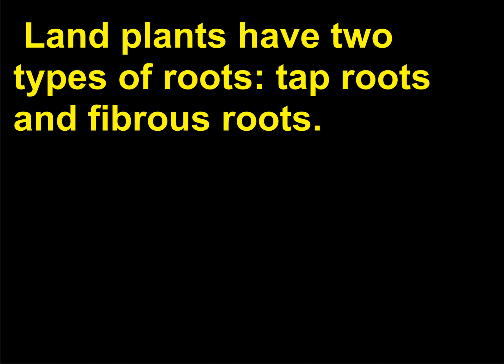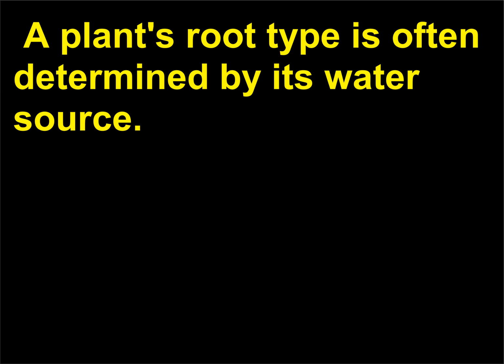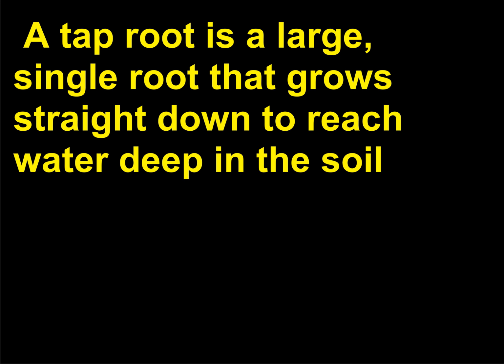Land plants have two types of roots, tap roots and fibrous roots. A plant's root type is often determined by its water source. A tap root is a large, single root that grows straight down to reach water deep in the soil, with smaller roots branching off of it.